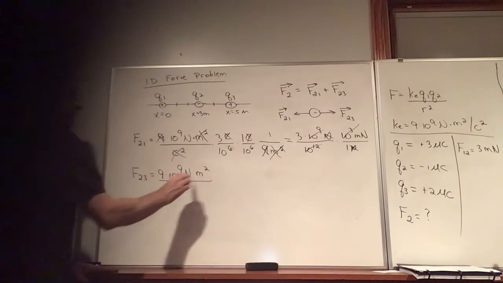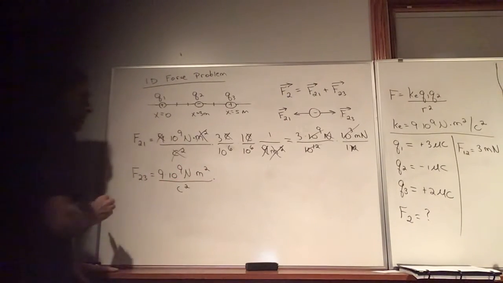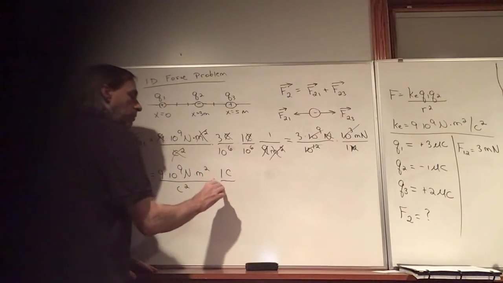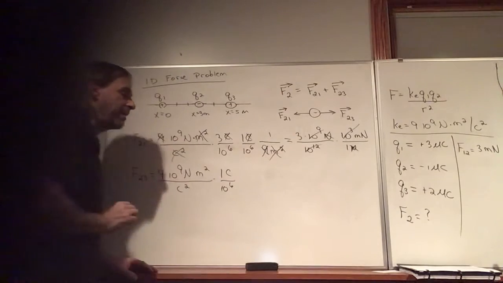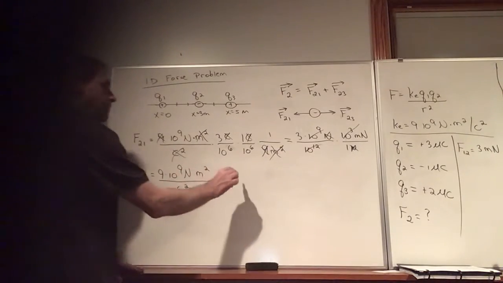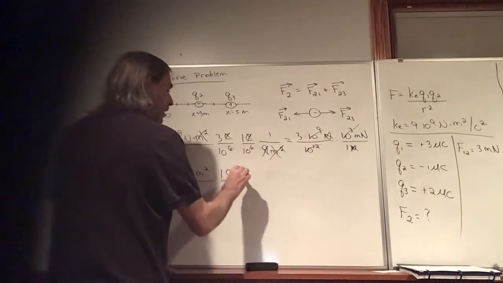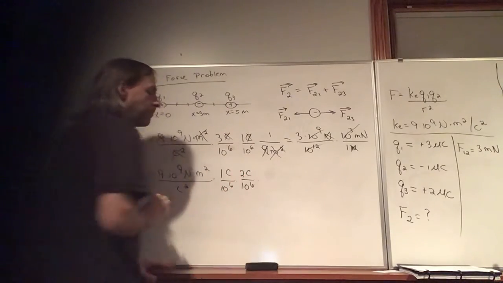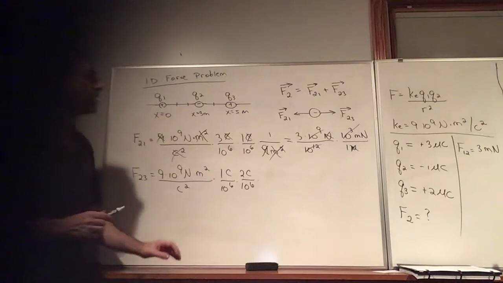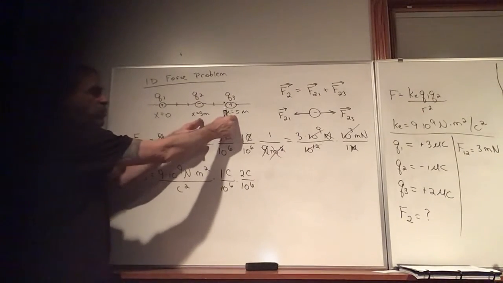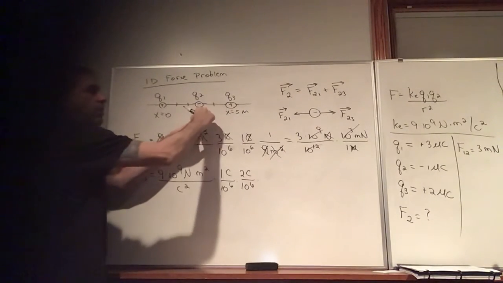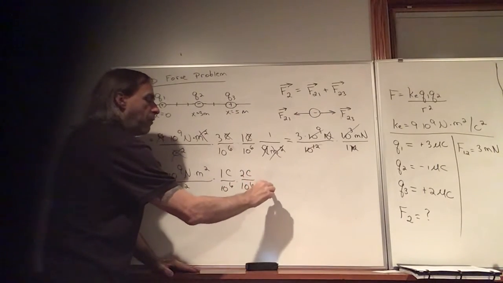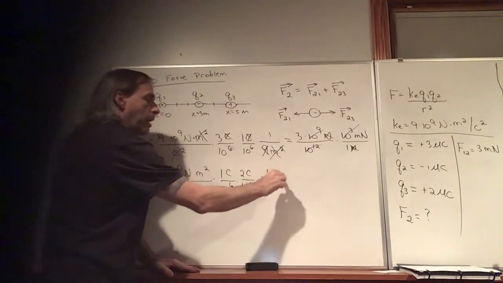We have our constant. And then we have Q2, which is 1 microcoulomb, or 1 coulomb over 10 to the 6. We do not put the minus sign. And then we have 2 microcoulombs. So it'll be 2 coulombs over 10 to the 6. Now we're dividing by the distance squared. The distance between these is 2 meters. We're going from 3 to 5. And so if we square that, we get 4 meters squared.